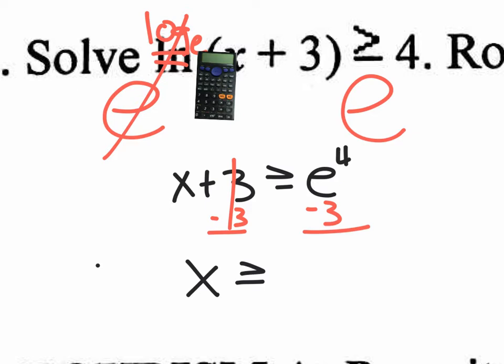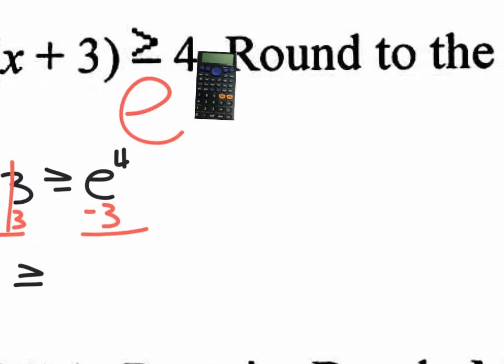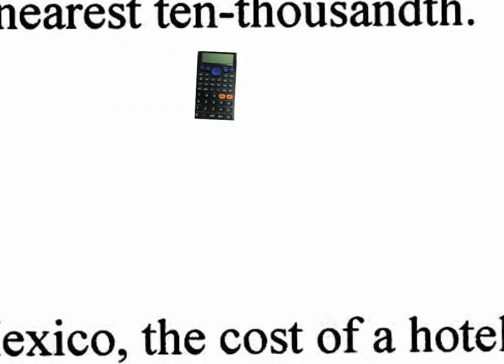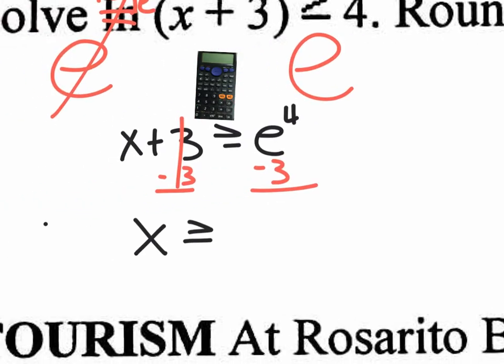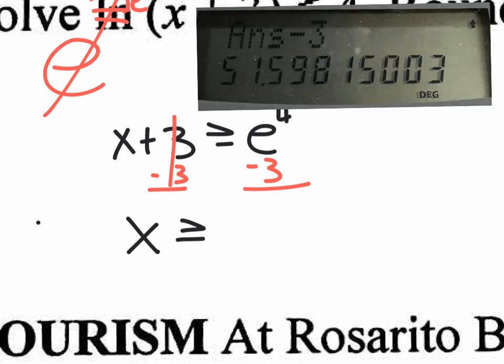So on the calculator, I just did e to the 4th. I got 54.598150003, and it keeps going forever. Obviously, it's ugly. And then I'm going to take away 3 on the calculator from that answer. So 51.59. I want to say 51. Well, actually, it says to round to the nearest 10,000th. Okay. So let me show you my answer. So there's my answer, and of course it says 10,000ths.